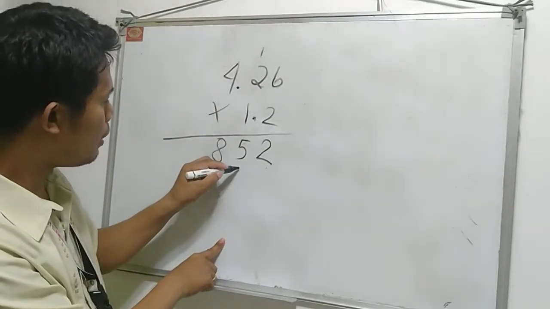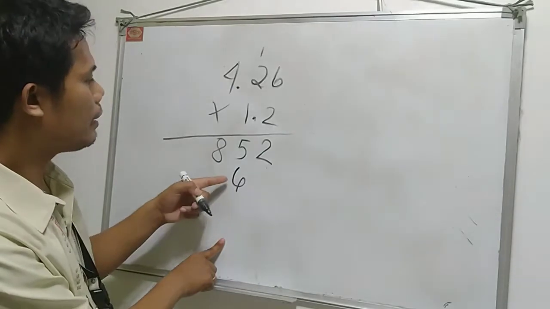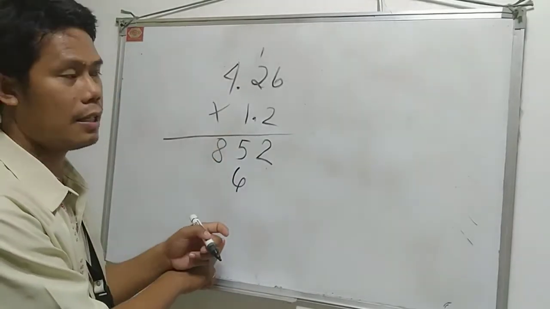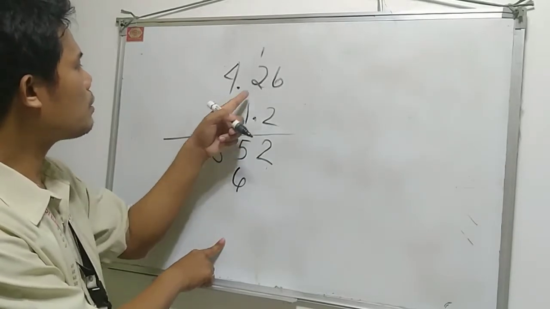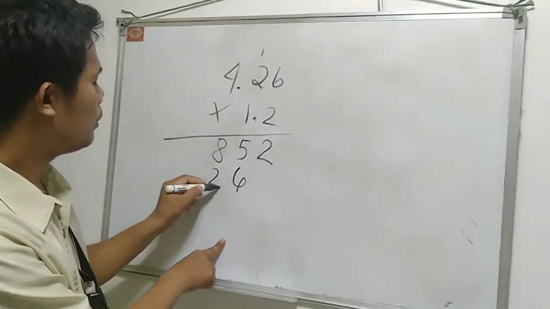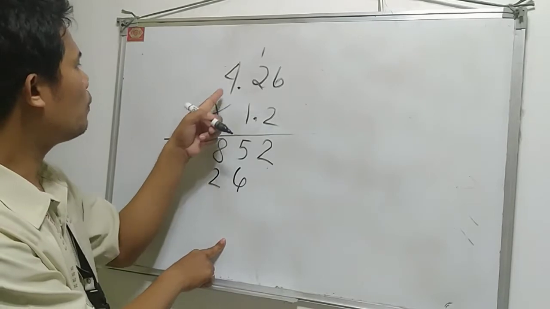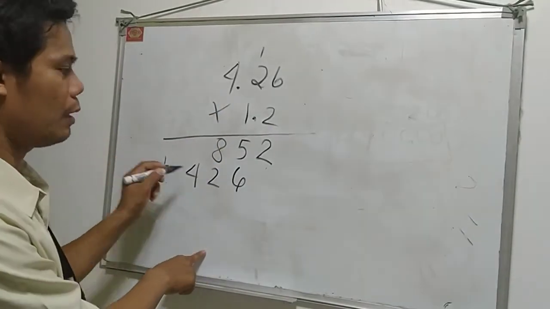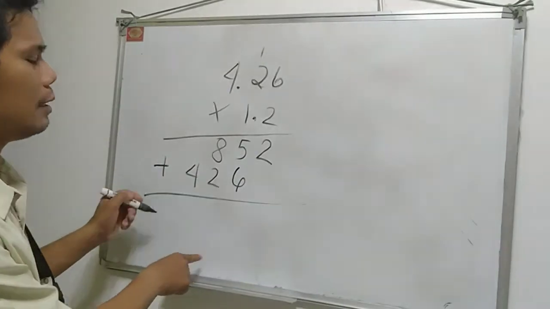So you're going to write your 6 here at the tens. Sa tens natin ilalagay kasi nasa tens yan. Then 1 times 2 equals 2. Then 1 times 4 equals 4. Then get the sum. Pag-add natin.